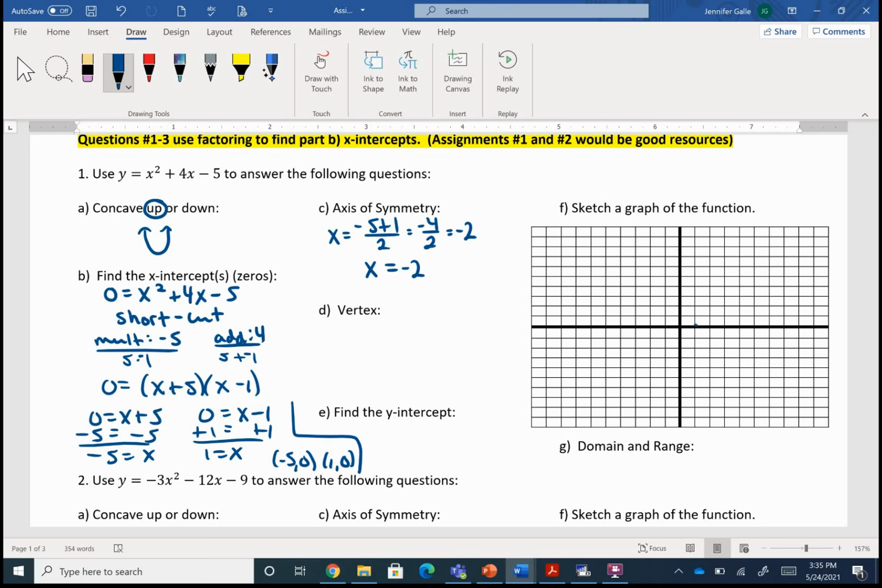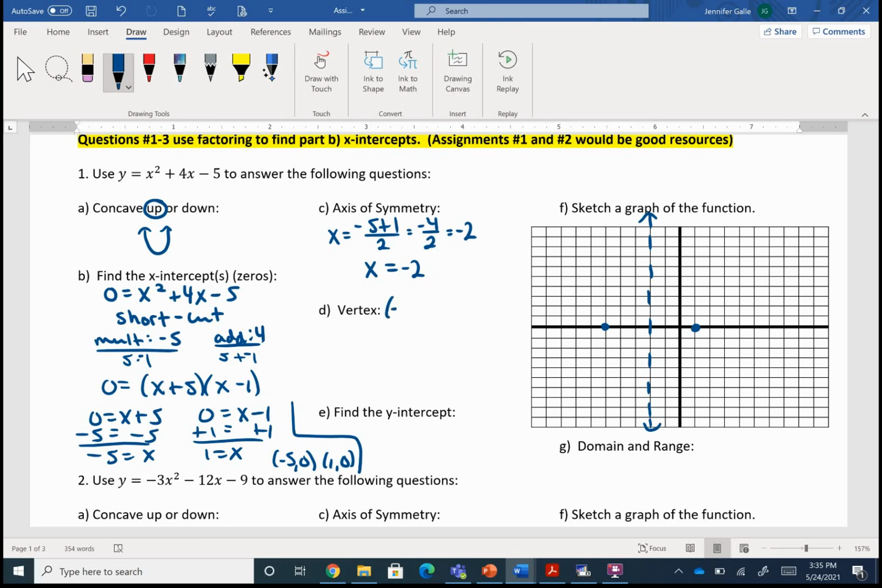I'm going to go ahead and just graph the intercepts at 1 and -5, and I'm going to go ahead and graph my axis of symmetry at x equals -2. Now, if the axis of symmetry does not split your graph in half, you do not have the right value. It should split your graph in half.